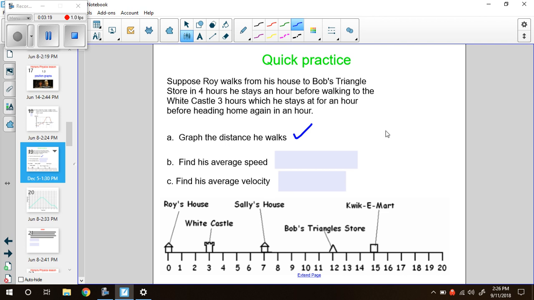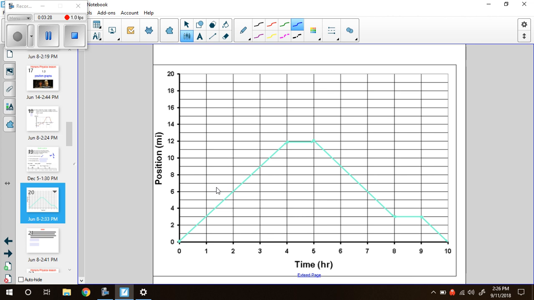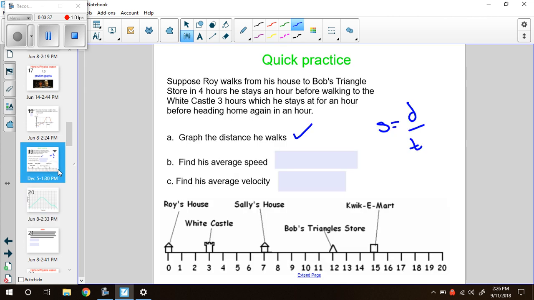So average speed is going to be distance over time. His total distance that he travels is 12 miles this way, 12 miles back, so that's 24 miles in 10 hours. So let's go ahead and take that as 24 divided by 10. And that should give us 2.4 miles per hour. There we go. Normally I'd want these in meters per second, but miles per hour is fine for this one, this first section.